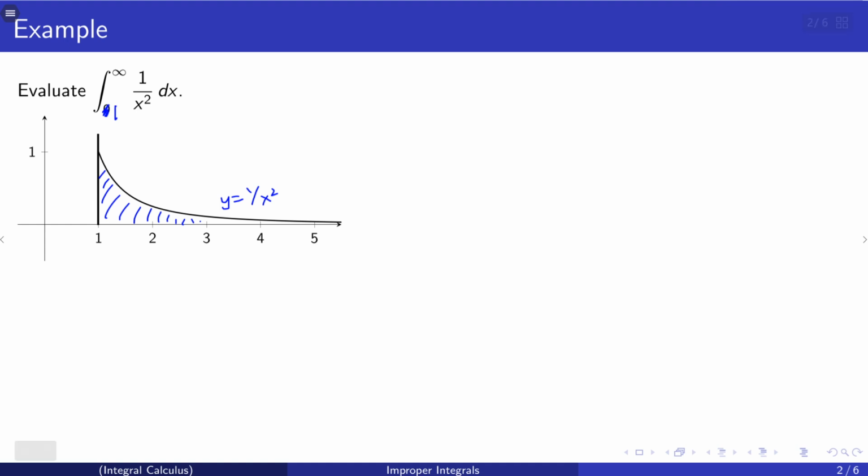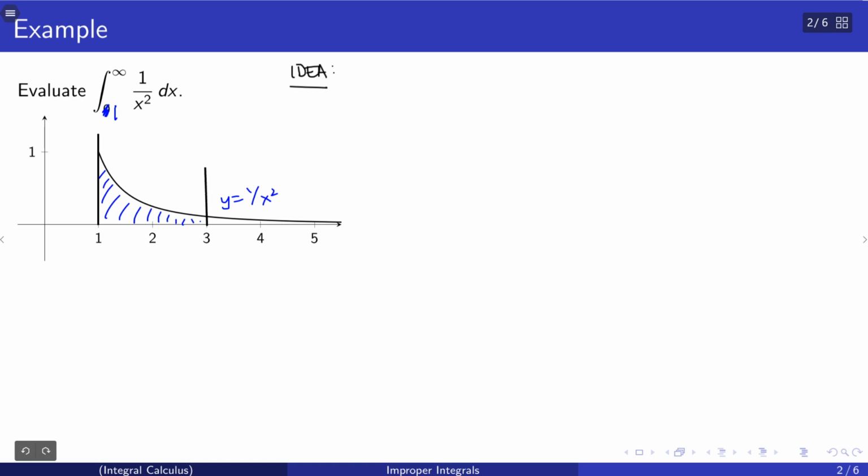However, we can't really do a Riemann sum here, because your upper limit b is infinity, and so we can't divide b minus a by n and do all that stuff. So what are we supposed to do in order to compute this integral? I pretty much gave away what we're going to do in this case.